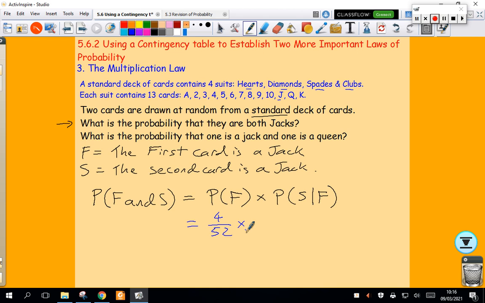So what about the second probability? The probability that the second card is a jack, given that the first card was a jack. Once I've removed the first card, that's reduced the number of cards from which I'm choosing from 52 down to 51. Also, given that the first card was a jack, I no longer have 4 jacks from which to choose. I now only have 3. So what we have here is 4 over 52 times 3 over 51. And I think that works out as 1 over 221 when you do that multiplication.